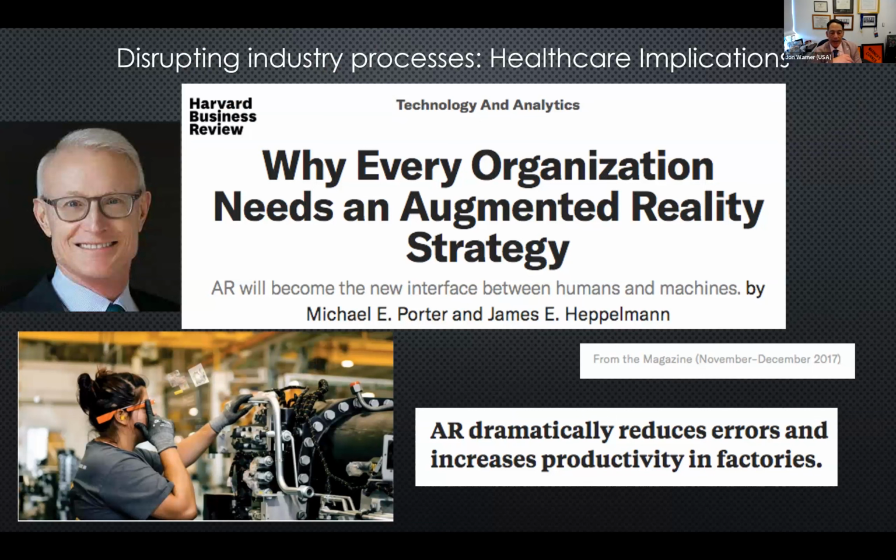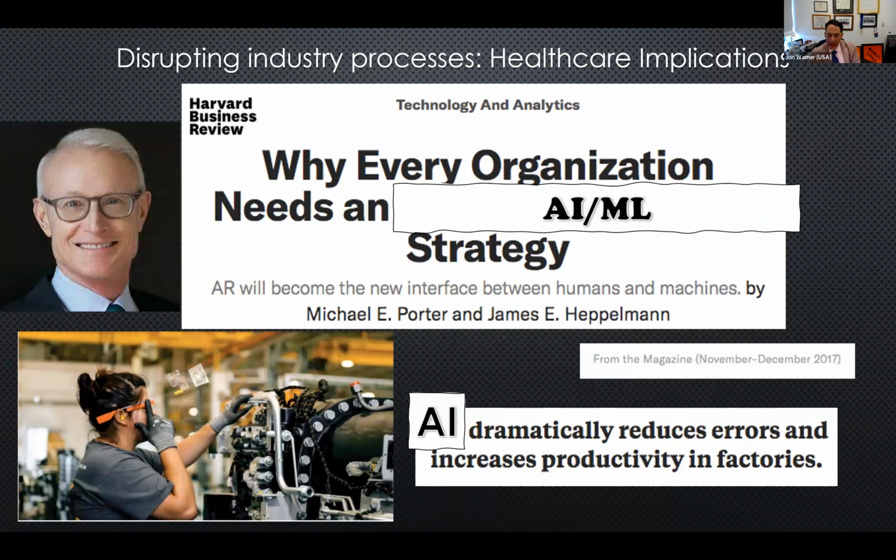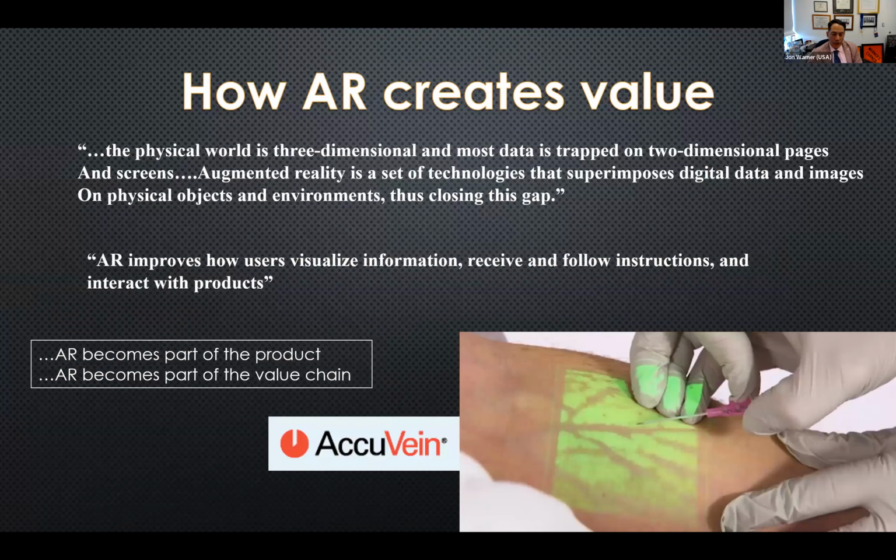He pointed out that augmented reality has disrupted the industry processes, and it reduces errors and increased productivity. And I can tell you that you could insert AI and machine learning where augmented reality appears here. This was a whole journal publication of Harvard Business Review. Now, just for example, how AR creates value and just substitute AI. AR becomes part of the product. It becomes part of the value chain. We don't even think about it.